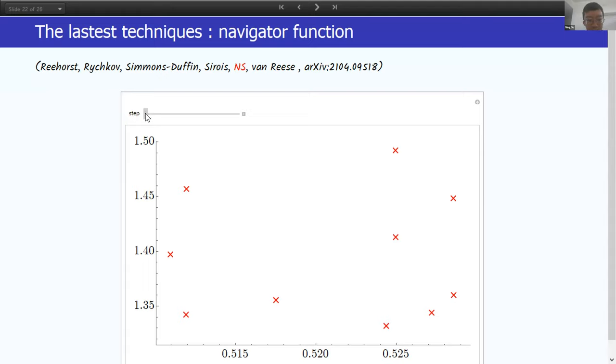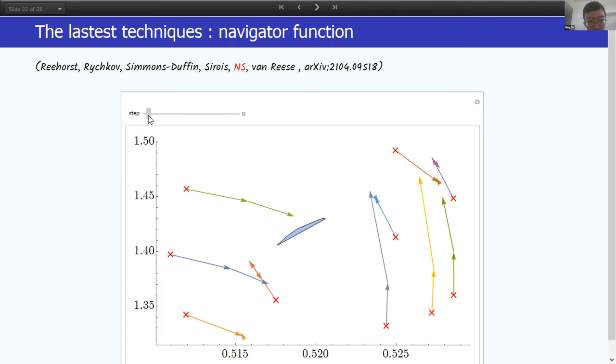Indeed, we can do that. So now we can say here, I tested a few points for the Ising model. So the Ising island is actually here. This is the Ising island. And we figured out a way to define the cost function. We call it the navigator function.